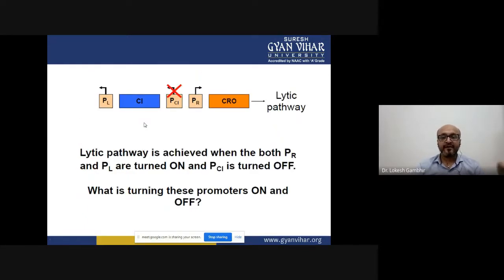So what is happening when we are talking about the lytic cycle? How is the lytic cycle going ahead? For the lytic cycle to go ahead, the promoter of C1 needs to get inhibited so that there is no expression of C1. If there is no expression of C1, then there will be no lysogeny. Only PR will be activated and CRO proteins will be released, and these CRO proteins will be responsible for forming the lytic cycle. So what is the condition of the lytic part? The promoter of C1 should be turned off, whereas the promoter on the right-hand side, PR, should be turned on, as well as PL.